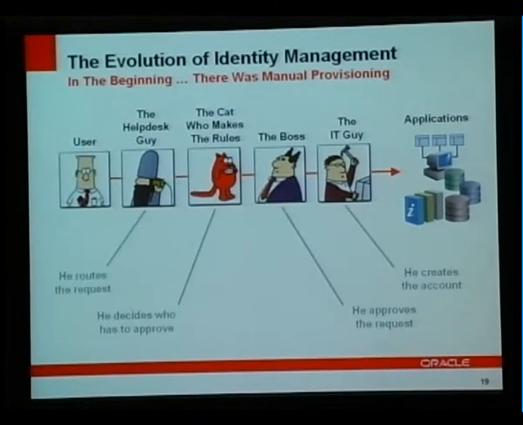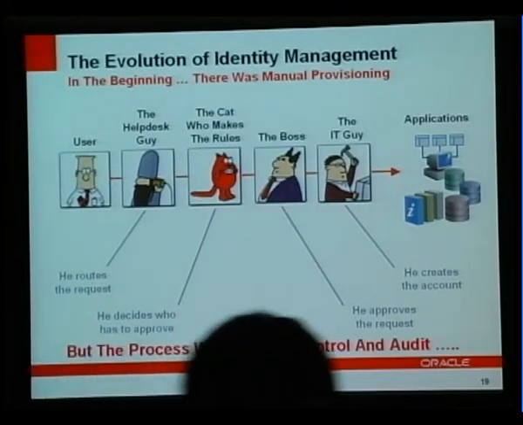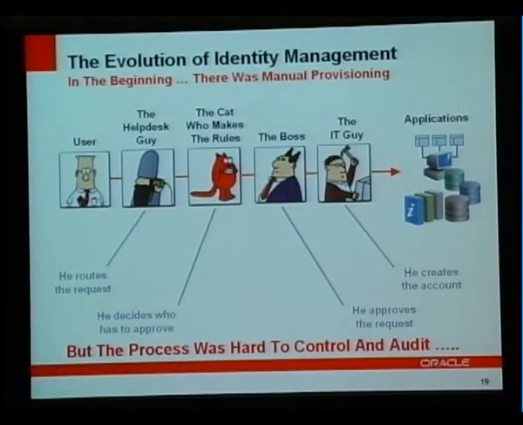So in the beginning, as you had seen in the previous slides, there was manual provisioning. You had a whole bunch of users, and there was cost and boss, and really who makes the rules was just some little cat in the middle. And finally, you have access to your applications. So we see that there is a complex approval chain. Most often than not, it is not complex, and you just have one person. So obviously, that can be disastrous. So the process was hard to control and audit. Obviously, a lot of people found difficulties in this.